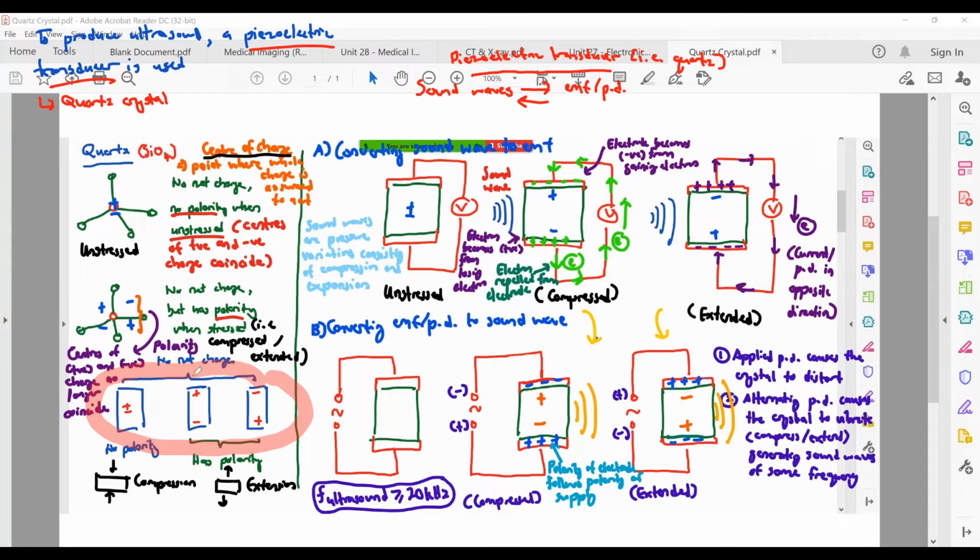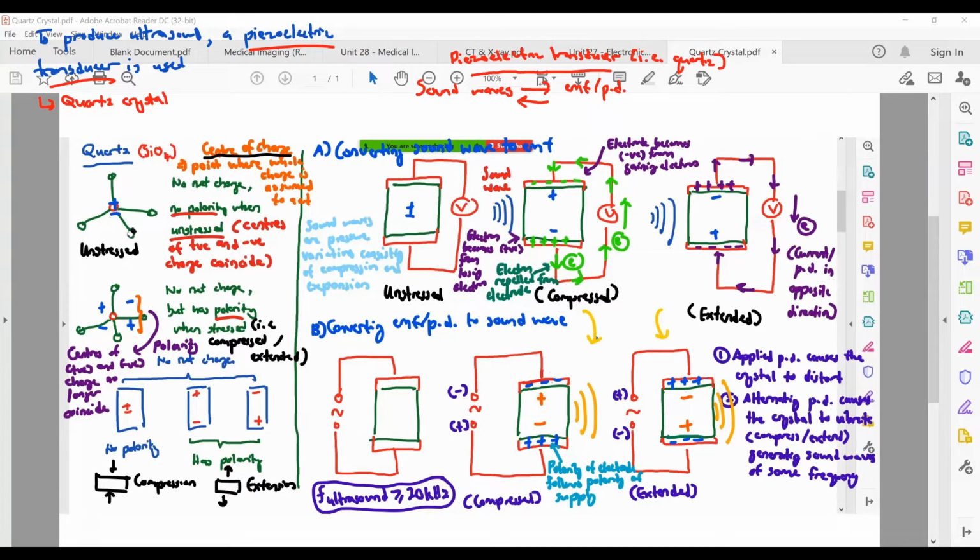But if, for some odd reason, I do something to the material such that the positive go towards this end and the negative go towards this end, I will still say that there's no net charge, but there's now polarity in the object. If I do it the other way around, where the negative now go to this side and the positive go to this side, I will still say that this object has no net charge but has a polarity, just that the polarity is opposite to this one. So you can have something that has no net charge but has polarity.